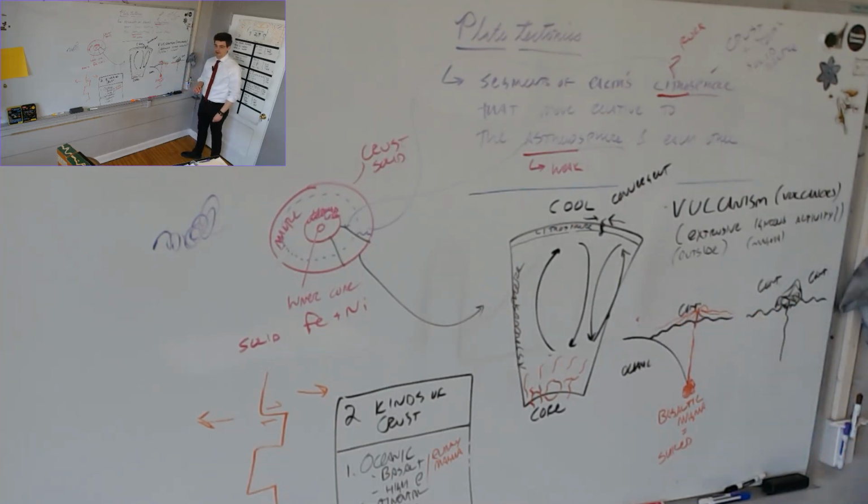A shield volcano. The Hawaiian Islands are made of basaltic magma. They form broad, flat volcanoes.